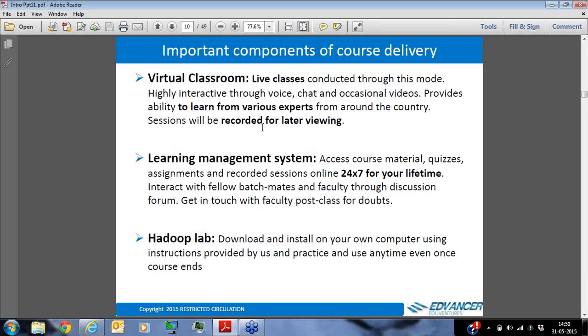What are the important components of the course delivery?